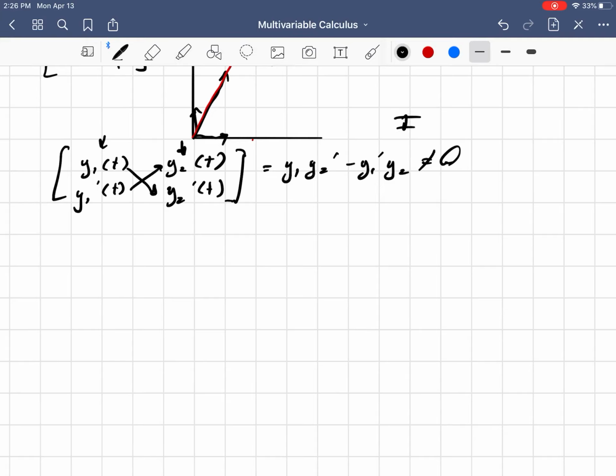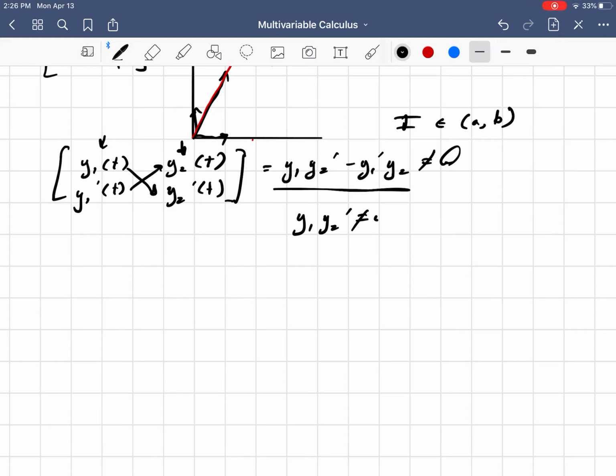I'm not going to write of t. And we don't want this to be equal to 0. We want the solutions linearly independent. And if they're linearly independent on some interval I, which say is from A to B, then the Wronskian will never be 0 on that interval from A to B.